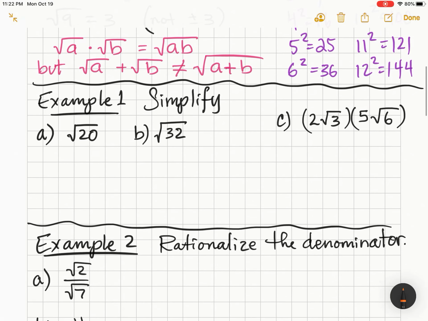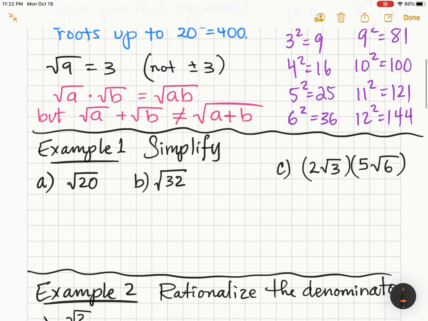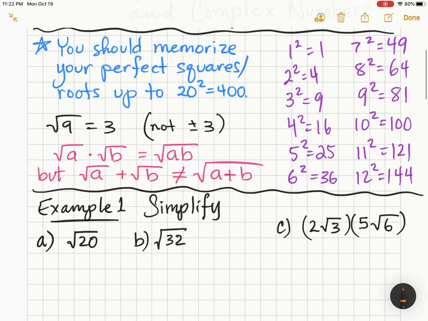For example 1, let's simplify the square root of 20. Now what we want to do is look for perfect squares that go into 20 since 20 is not already perfect. So I start down my list and say, well, don't really worry about 1. Does 4 go into 20? Yes. But you want to keep going and make sure you have the highest possible perfect square that goes in.